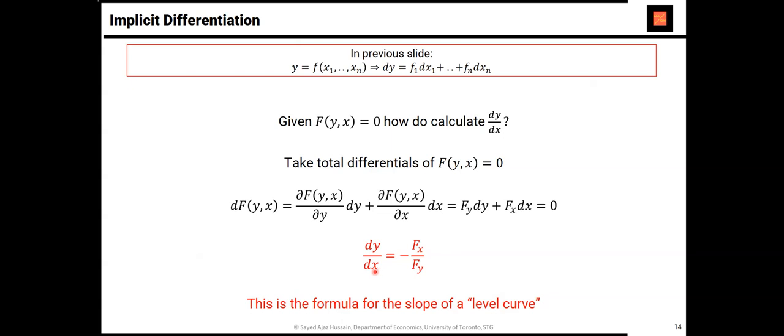Many students, by the way, if you didn't have an open book, tend to confuse this. They think that dy/dx should be equal to minus f_y over f_x. That's not true. The change in y over the change in x is equal to minus f_x over f_y. The things are reversed. Make sure you practice this.